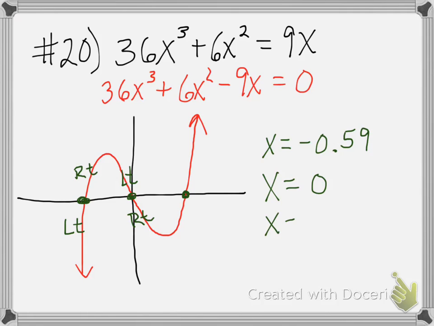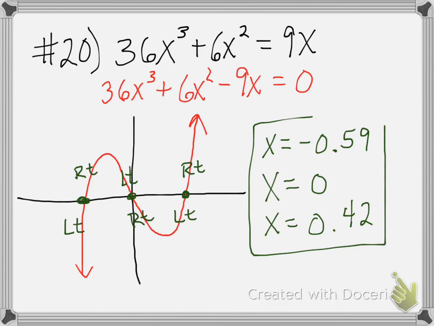And finally, to get the last one, the right side, press second trace, and option 2, which is 0. And when it asks for left bound, you want your cursor below, press enter. Then it says right bound, your cursor needs to be above, press enter. Then it says guess, press enter one more time, and hopefully you're getting something about 0.42. That's how you solve by graphing.